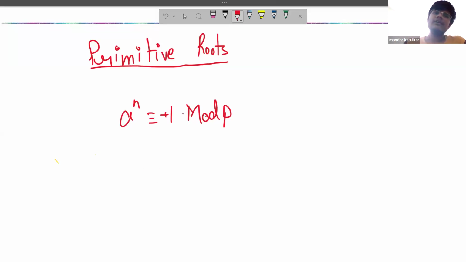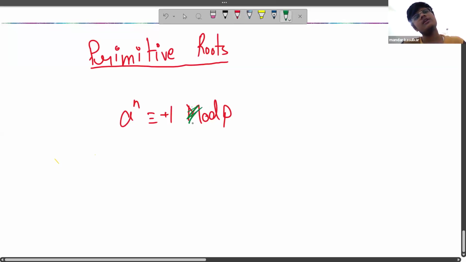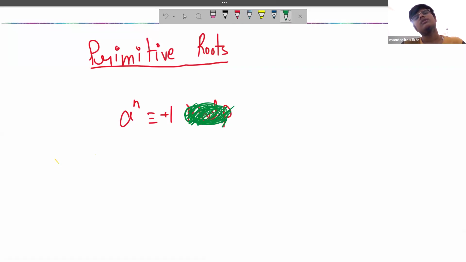So what if I remove this? What if I remove this modulo p condition? What happens then? Like roots of unity. Yes, precisely. You get roots of unity.